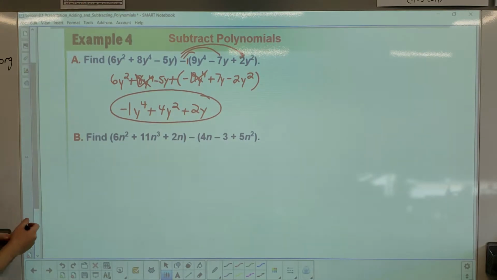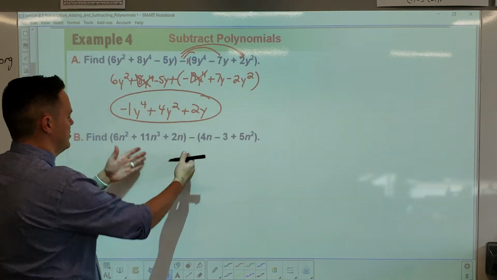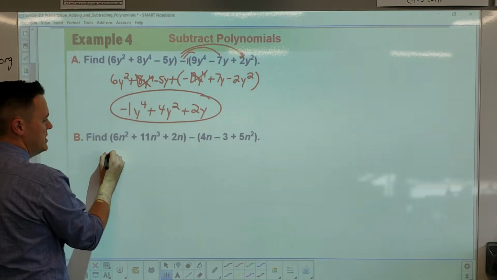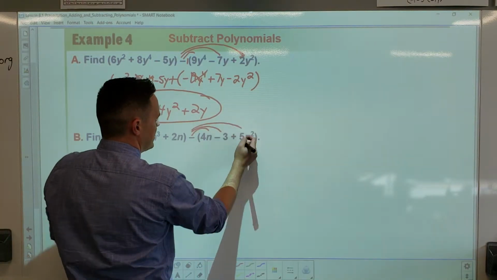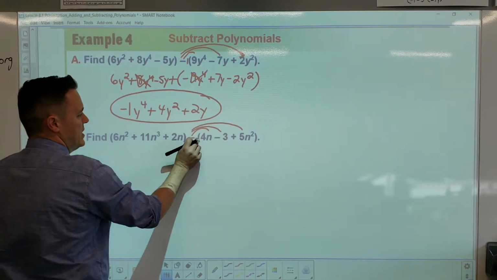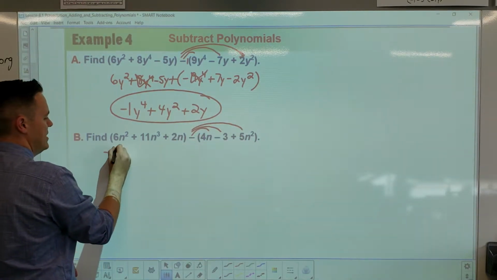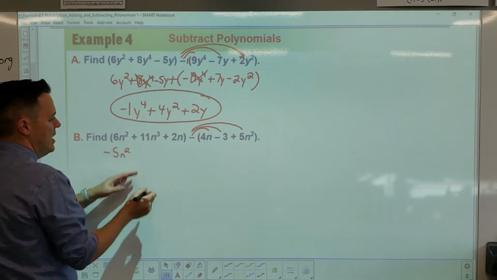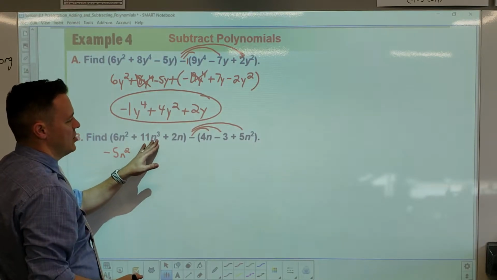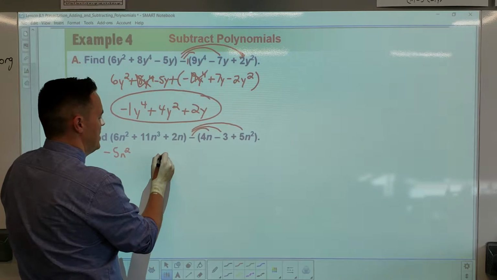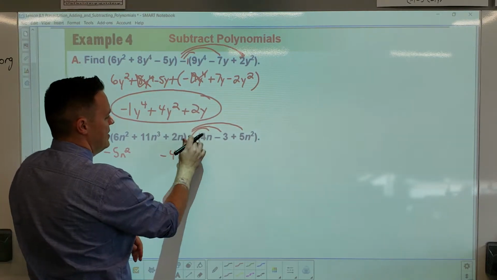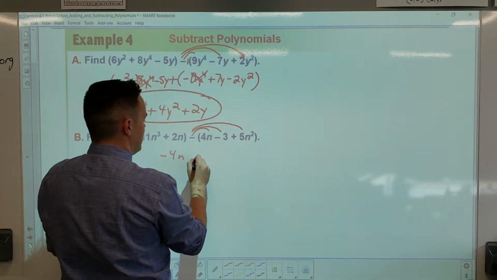Next, on the next one here. So let's do the distribution down here. So this would be saying, if I distribute this negative, let's concentrate on the squared first. So this would be minus 5n squared. And then, do I have an n to the 3rd? No, I don't. Okay, but what would be my 4n? It would be minus 4n. And then negative and negative is a positive, so it's going to be plus 3.